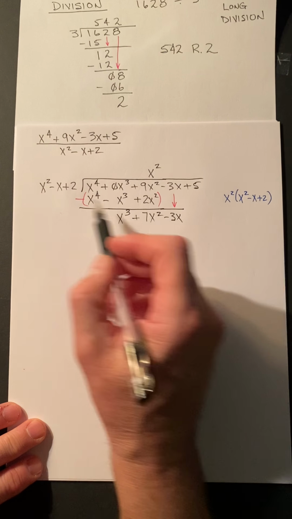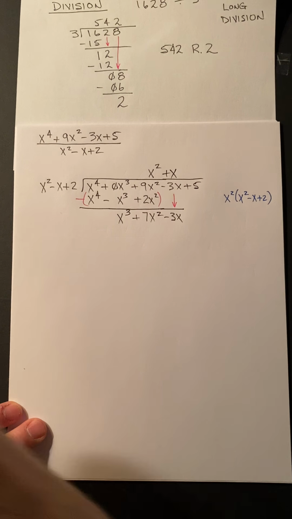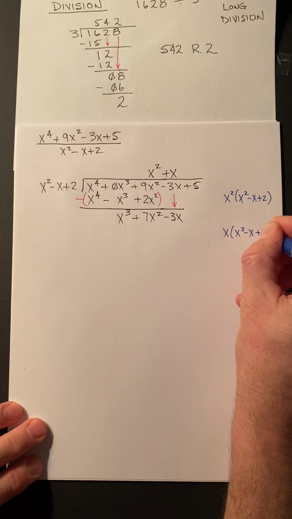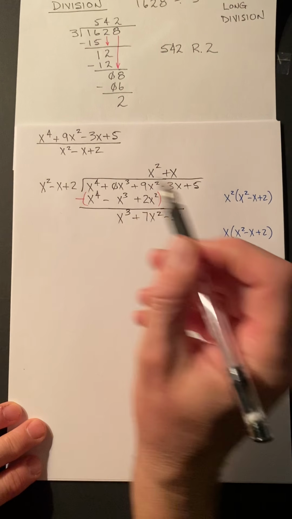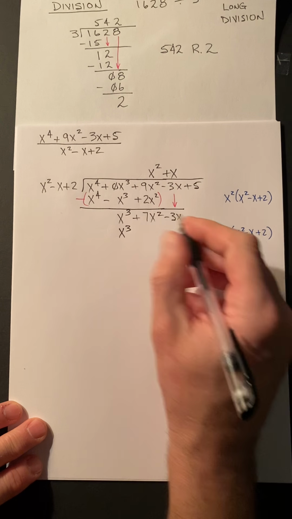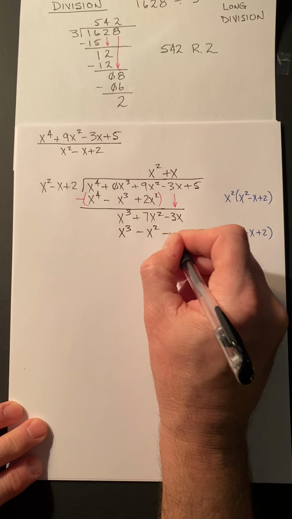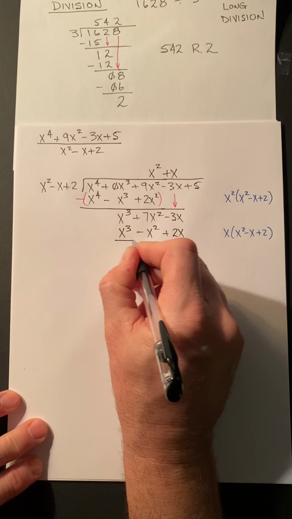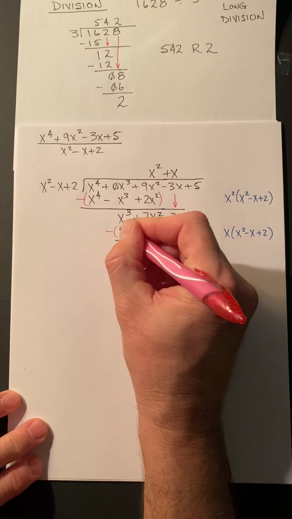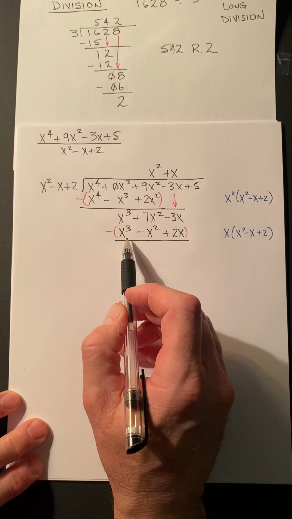What times x squared gives me x cubed? Well, won't that be an x? So x times x squared minus x plus 2. This is going to give me my x cubed. X times minus x is minus x squared. And x times 2 is going to give me plus 2x, right? And so I want to draw my parentheses here so I can clearly see I'm subtracting everything. This gives me a 0 as I expected.